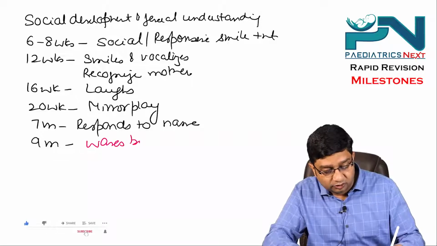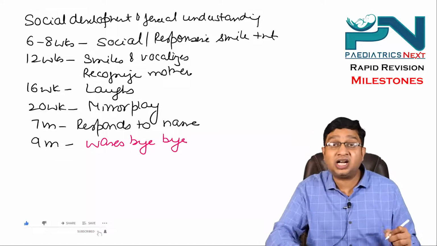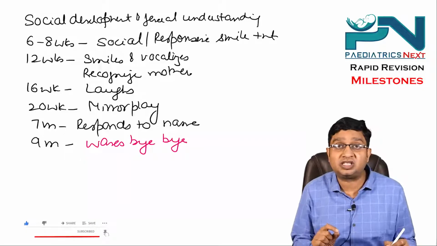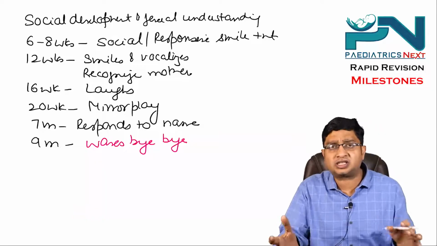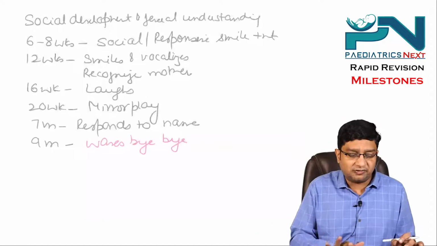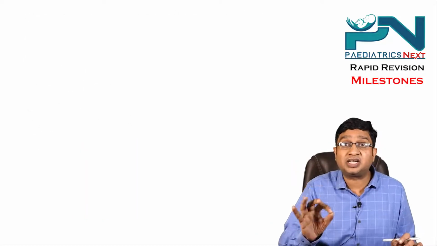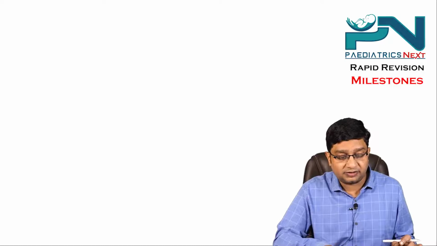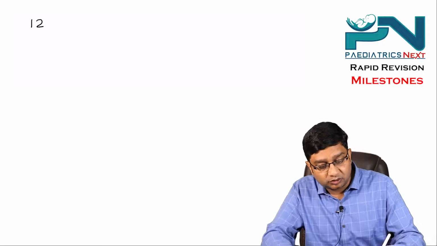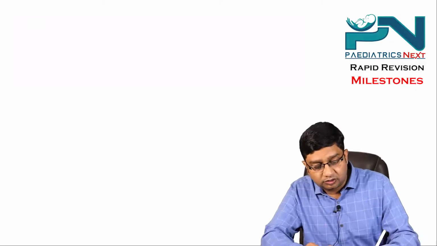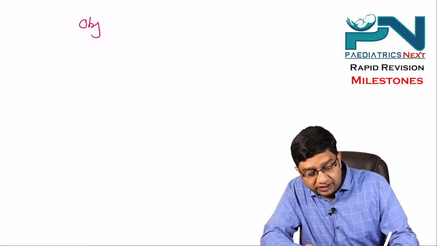Waves bye-bye. And what you need to remember, when the child comes for measles vaccination, he waves bye-bye for the first time. Always try to correlate like this. So you will always remember in life, measles and bye-bye, that is at the age of 9 months. Right? Then we say at the age of 9 months only, a very important milestone, object permanence.